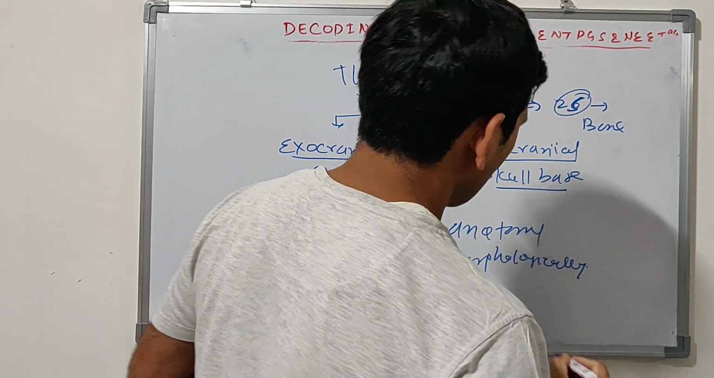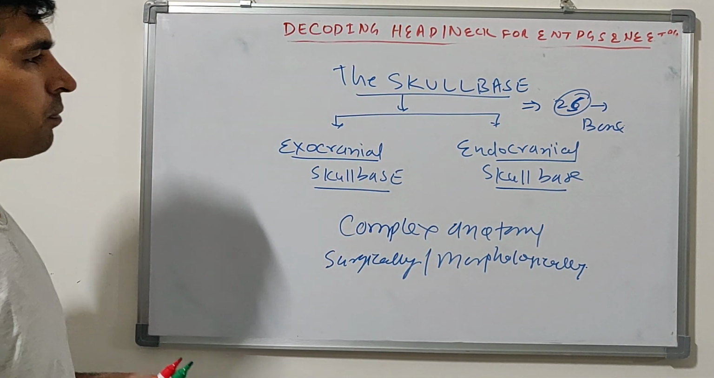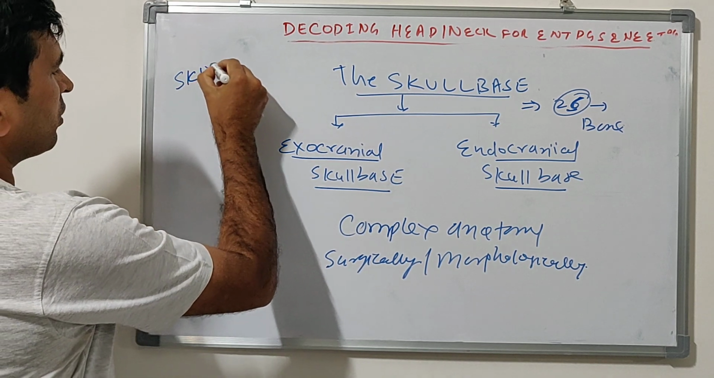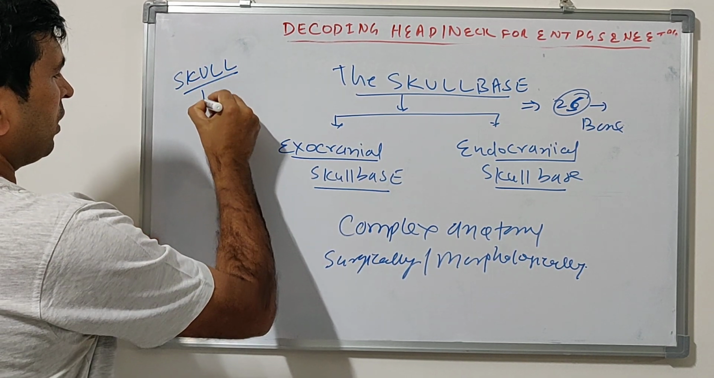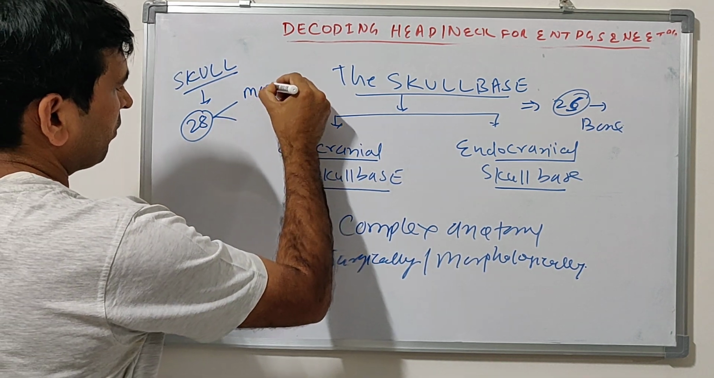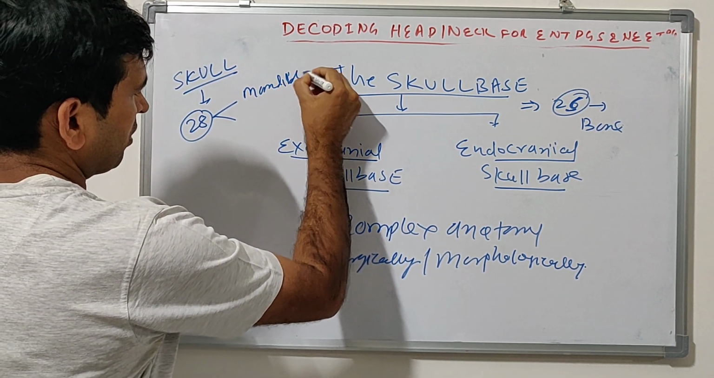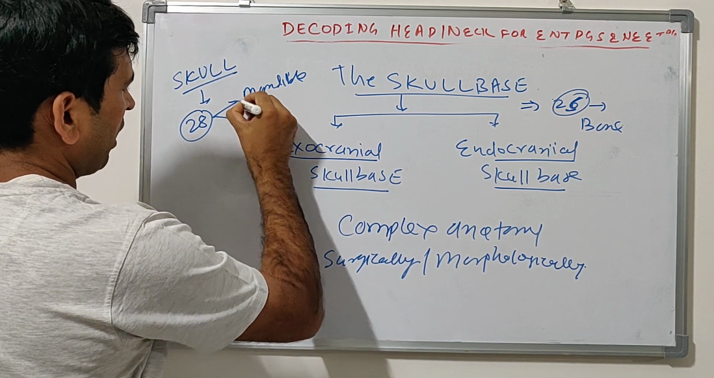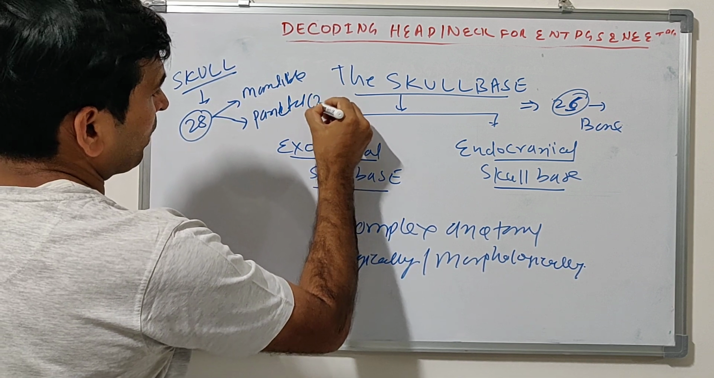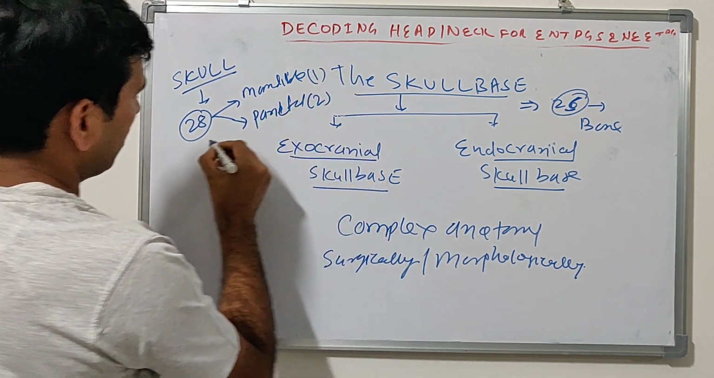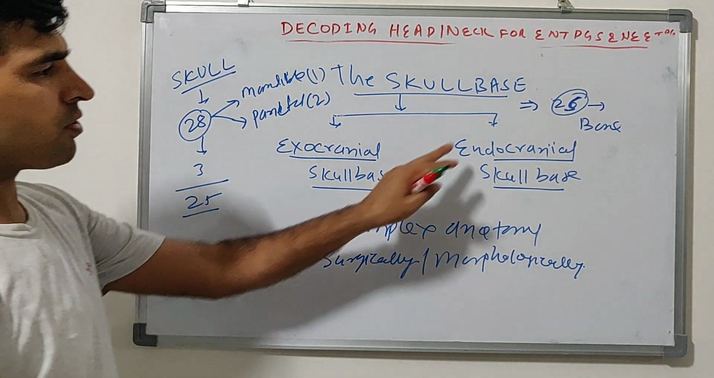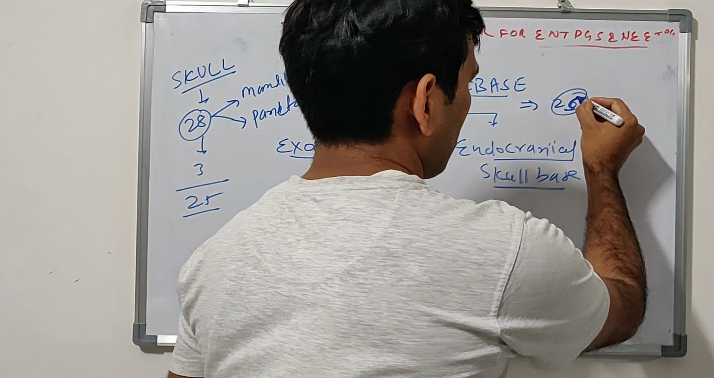Total 25 bones. As you know, a skull is made of 28 bones. In the skull base, we exclude the mandible and the two parietal bones: two parietal, one mandible. 28 minus 3 is 25. So the skull base consists of 25 bones.